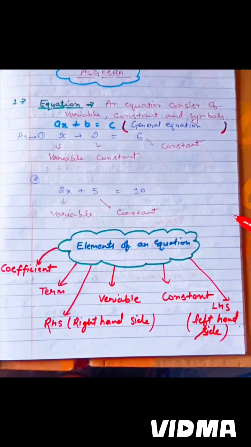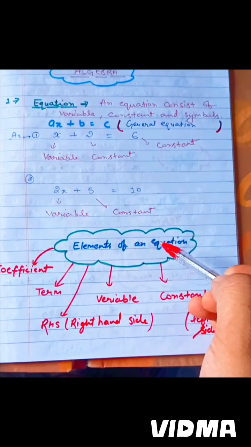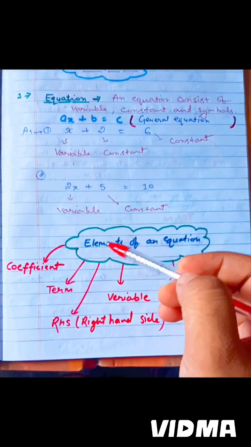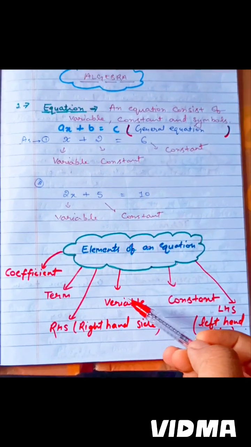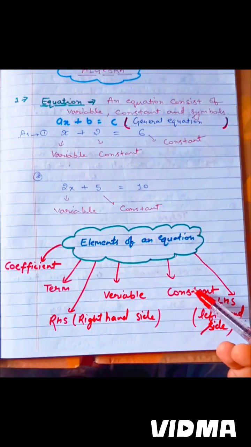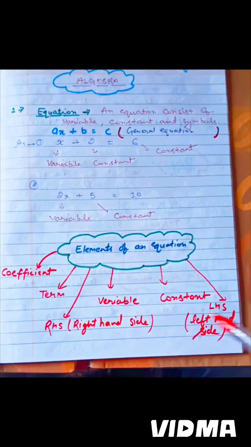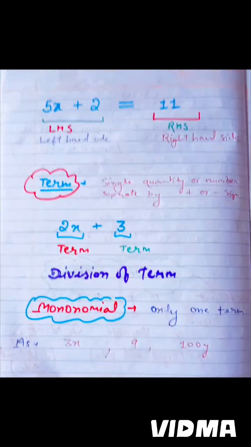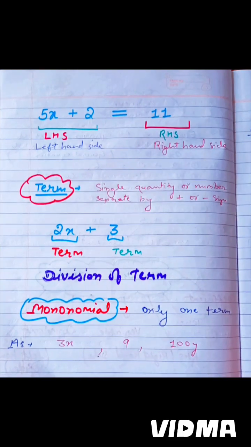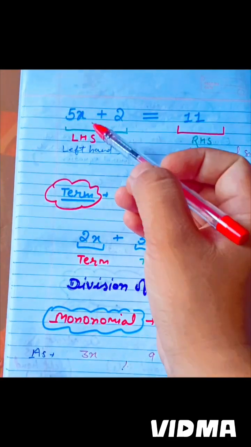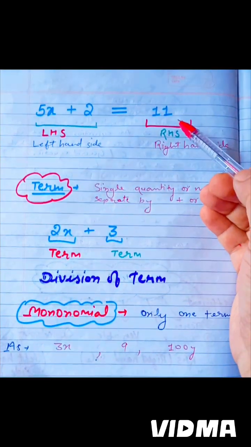Then the next topic is you have to learn elements of an equation. An equation is made up of various elements like coefficient, terms, variables, constant, and also two sides of an equation, and that are right hand side and left hand side. At first we discuss what is left hand side and right hand side in an equation. We have a basic equation like 5x plus 2 equals 11.